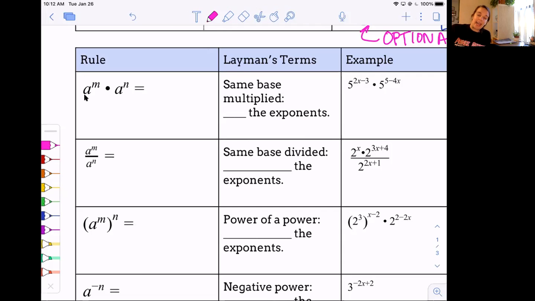So a to the power of m times a to the power of n. What do I do if I have the same base being multiplied? What do I do with the exponents? Does anybody remember? I add them. Yes, I for sure add them. So if I have the same base, I'm going to add the exponents. This is going to end up being a to the power of m plus n. I'm really adding whatever this is to whatever that is, as long as I have the same base here.